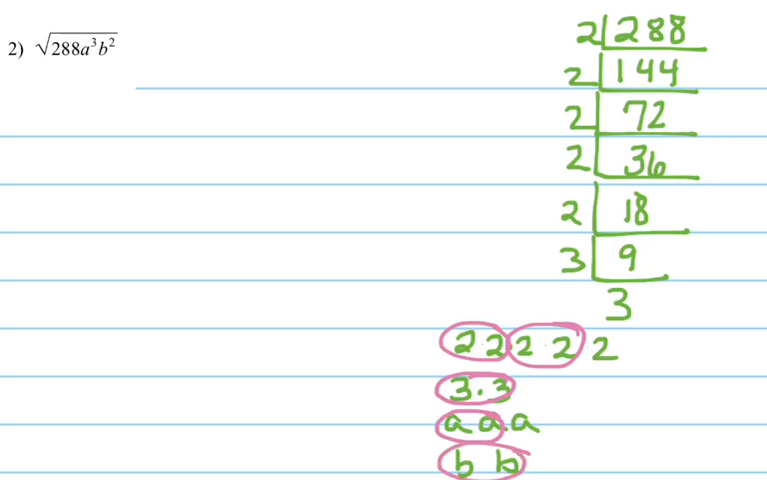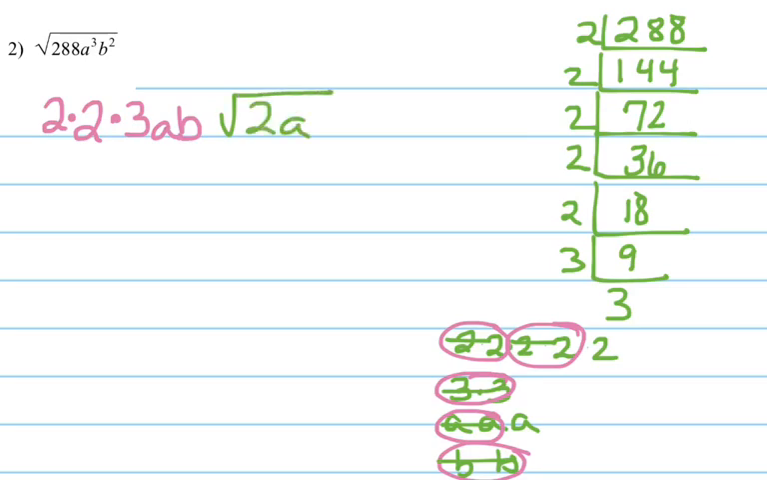There was no number in front, so for every one that came out, I write it down once. So 2 times 2 times 3 times a times b. And so each of those have come out, and that leaves us a square root of 2a. Now I combine my multiplication, and I end up with 12ab times the square root of 2a. And that's my answer.